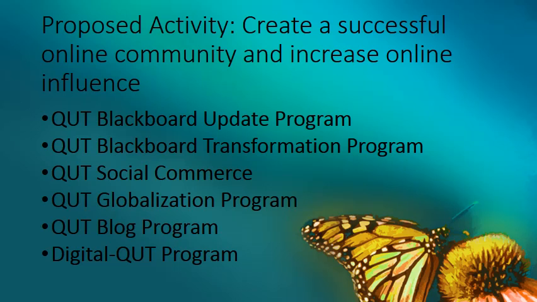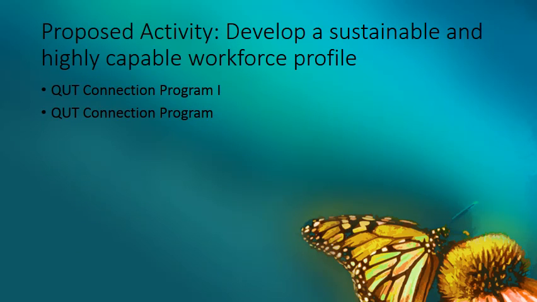So we'll come to the activity part. Activities are proposed here in order to realize the business objectives and goals which I mentioned before. So there are a series of activities proposed here, which includes the QUT Blackboard update program and QUT Blackboard transformation program. These are programs designed for transformation of QUT Blackboard to make it a more interactive and collaborative social tool. The other programs include QUT Social Commerce, QUT Globalization Program, QUT Blog Program, and Digital QUT Program. And QUT Connection Program, the first stage, and QUT Connection Program, the second stage.